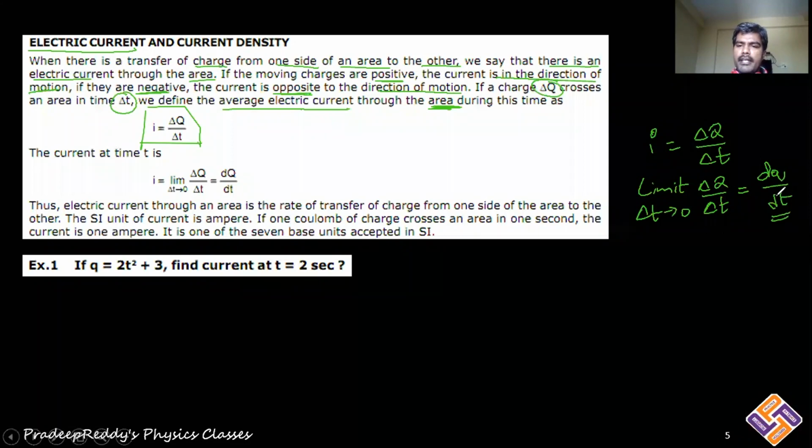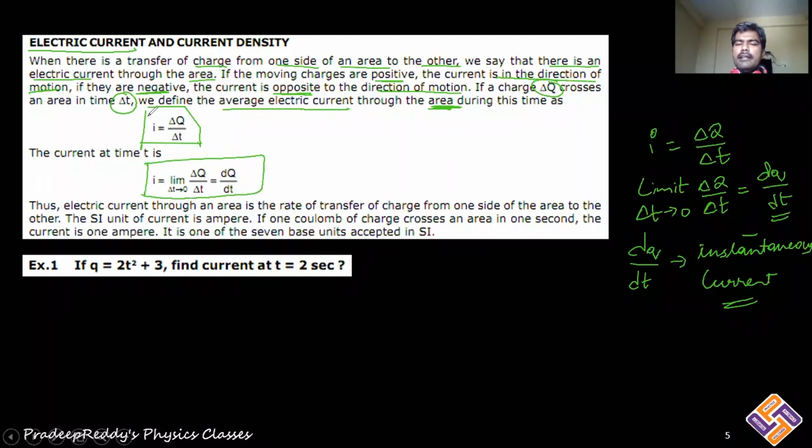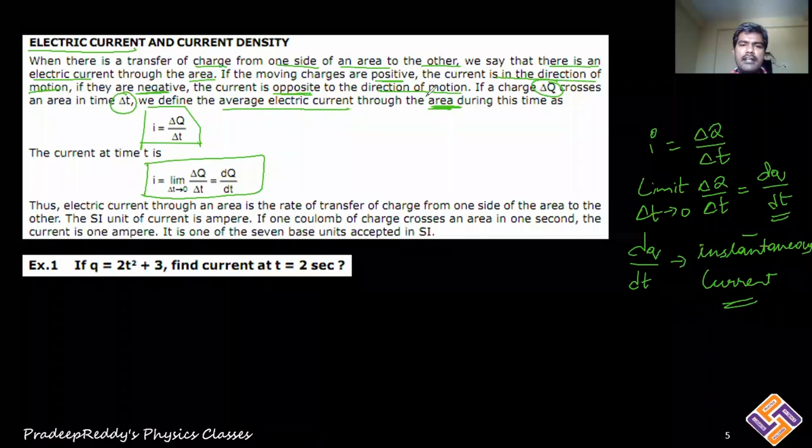And what is this dQ by dt called? It is called instantaneous current. Delta Q upon delta T is average current. dQ upon dt is instantaneous current. Instantaneous current is the current in the conductor at a particular instant of time, whereas average current is within some particular time.